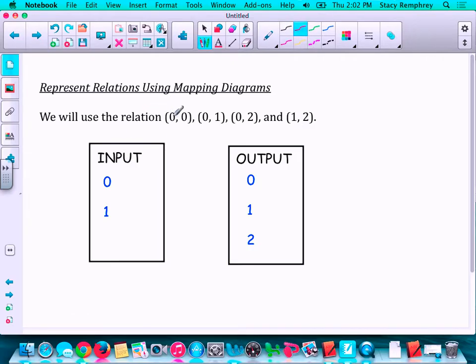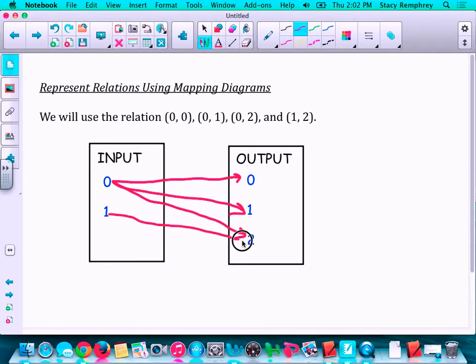So when I plugged in 0, I got back 0. See that point right here? So I'm going to draw a line from 0 to 0. When I plugged in 0, I also got back 1. So I'm going to draw a line from 0 to 1. And 0 also mapped with 2. Okay, and my final point was that 1 also went with 2. Okay, so this is called a mapping diagram. We're going to use these to tell if something's a function, but right now we're just practicing the mapping diagram.